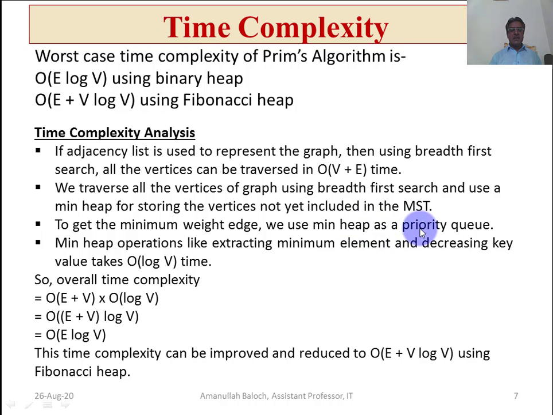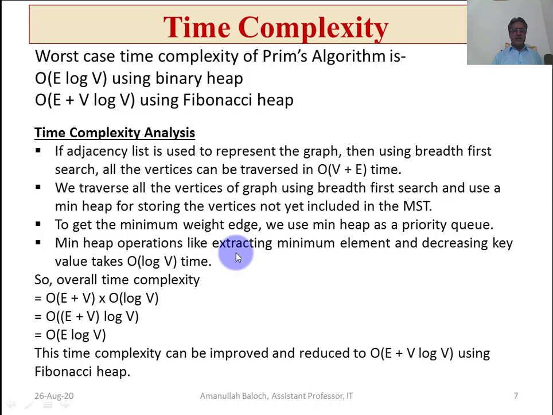In some previous lectures we have used the priority queue, that is, extract min queue or max queue, and here we will use a min heap instead of a priority queue to find the minimum weight edge, because it is a greedy algorithm and it picks the minimum weight edge and includes that edge into the tree so that the path becomes the shortest path.